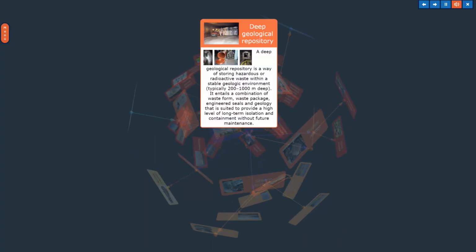Deep geological repository. A deep geological repository is a way of storing hazardous or radioactive waste within a stable geologic environment, typically 200 to 1,000 meters deep. It entails a combination of waste form, waste package, engineered seals and geology that is suited to provide a high level of long-term isolation and containment without future maintenance.